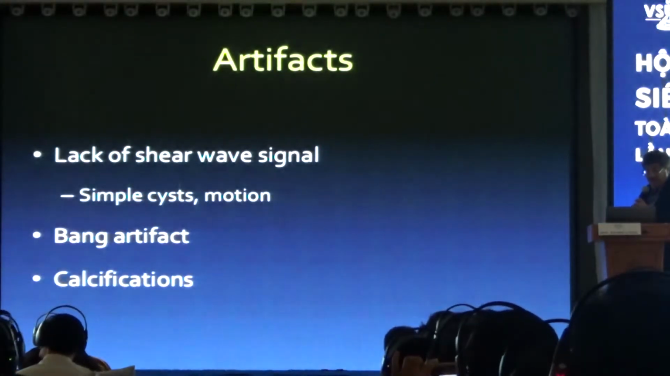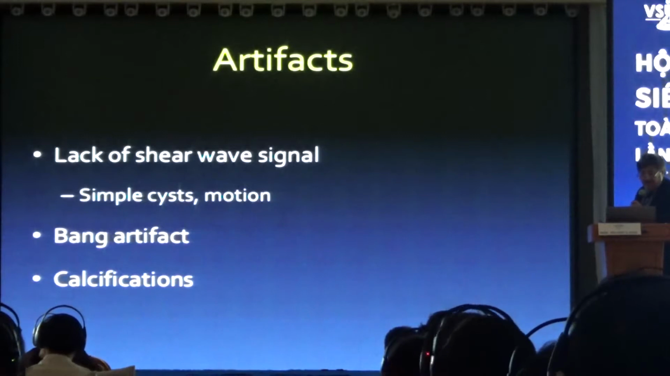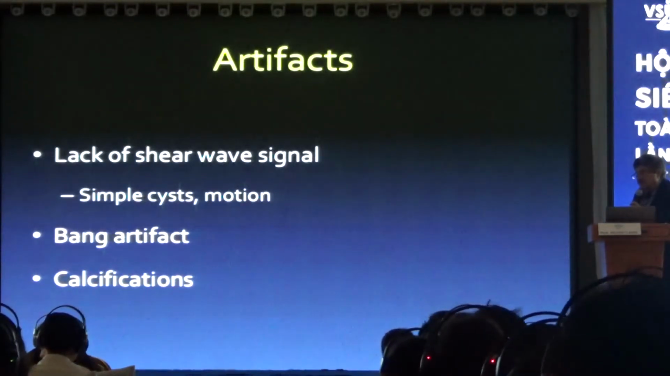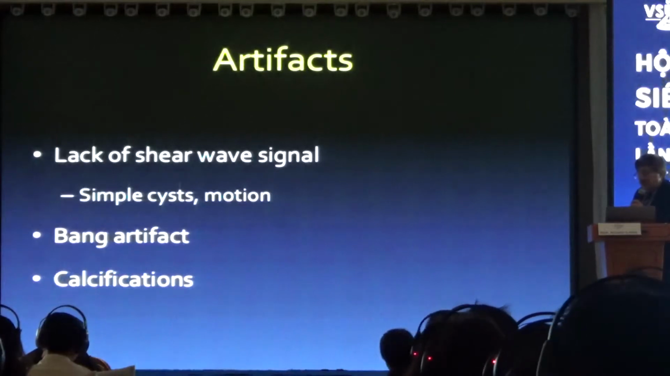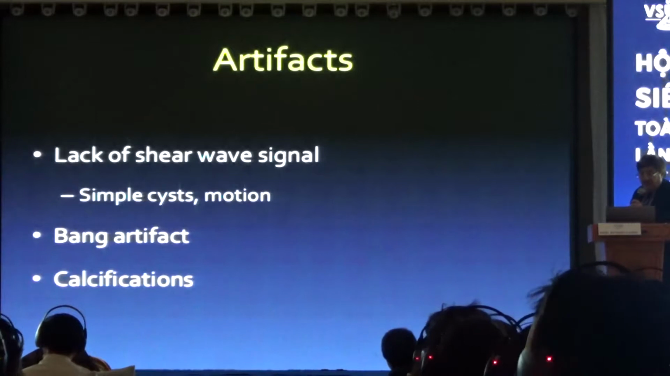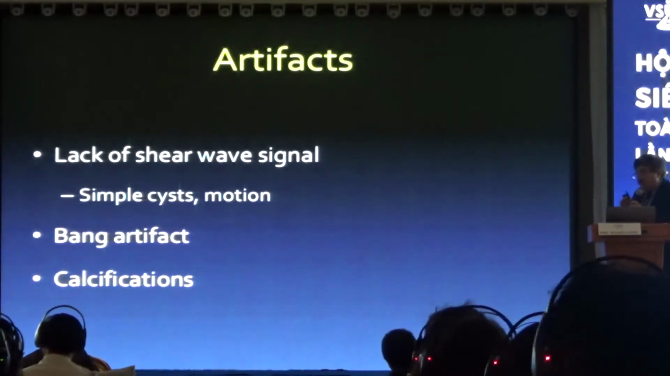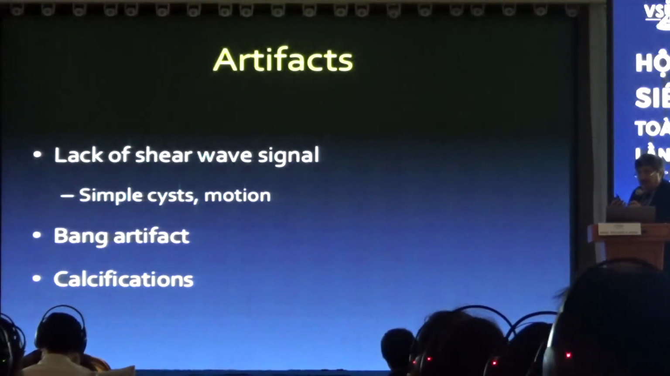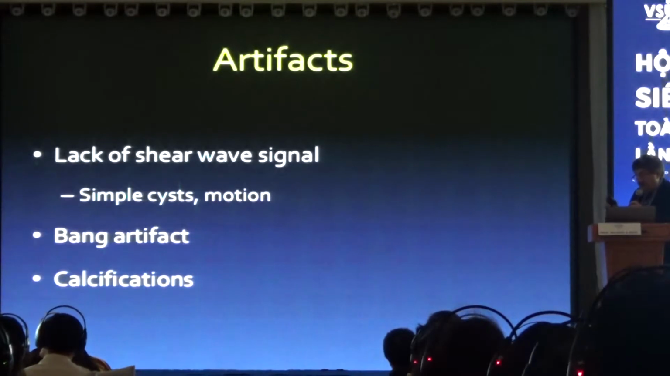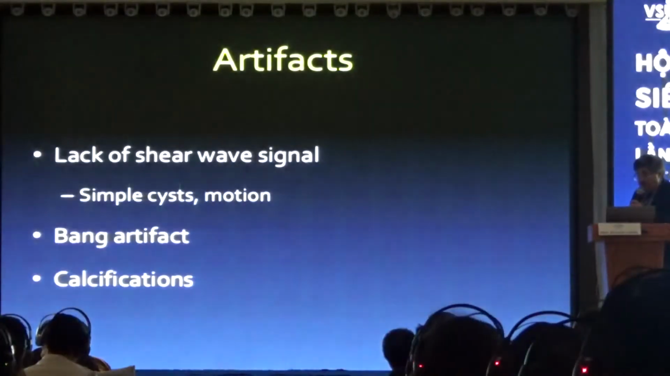You can get some artifacts from shear wave. Simple cysts will not transmit shear waves, so you will not get color coding of those. So they'll show up as black without color coding. Something called the bang artifact: you may get a very stiff area right underneath the probe because we have a very high RF pulse hitting the skin. So you may oftentimes see that red, sometimes releasing the pressure from the probe. Using a lot of coupling gel is helpful.